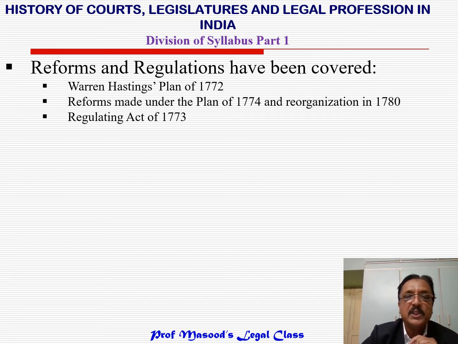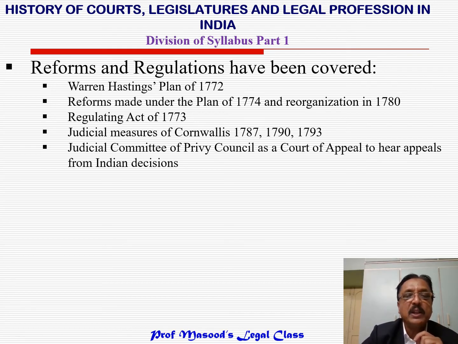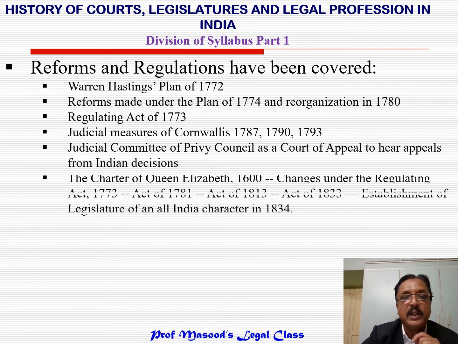The reforms and regulations have been covered under this syllabus. So what type of reforms? Reforms and regulations we mostly have in unit number 1 and unit number 2. Like Warren Hastings Plan of 1772, reforms made under the Plan of 1774 and recognition in 1780, Regulating Act of 1773. Then judicial measures of Cornwallis 1787, 1790 and 1793. Judicial Committee of Privy Council as a court of appeal to hear appeals from Indian decisions.